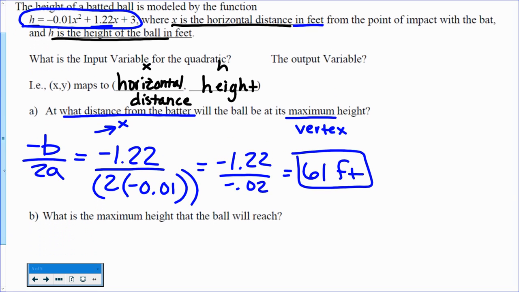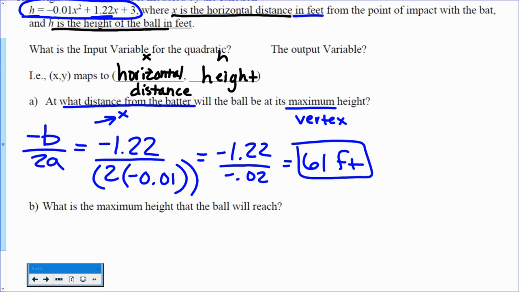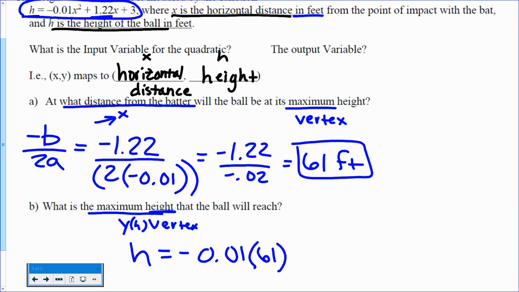And then part B is asking, what is the maximum height of the ball, or what is the maximum height that it will reach. So the maximum, yes, clues you into your vertex, and it wants the actual height. So I want the y coordinate of my vertex. So we have the x coordinate from part A, so I need to plug in that horizontal distance to get that height. So in this case, y would be h. So h equals negative 0.01 times 61 squared, plus 1.22 times 61, plus 3, where this then just becomes a calculator problem.